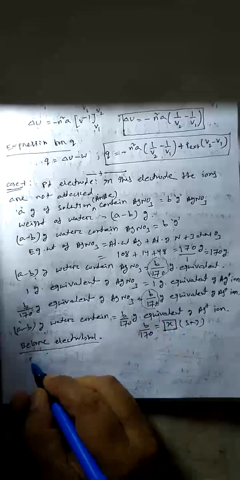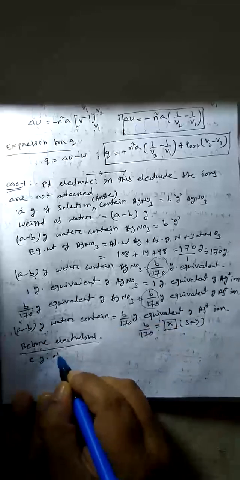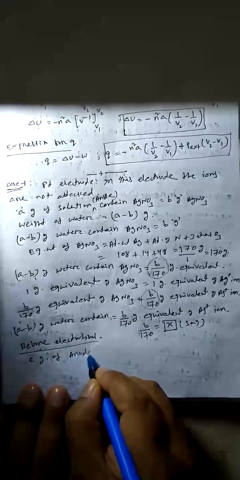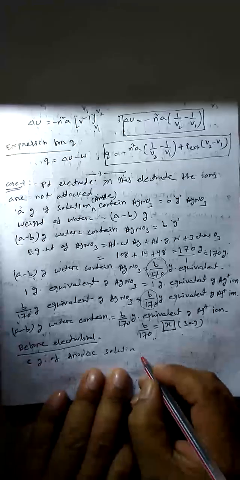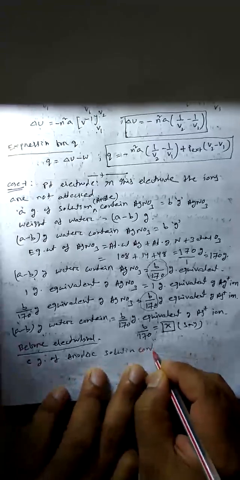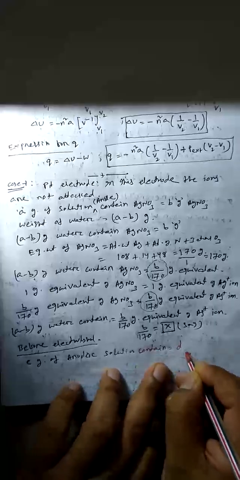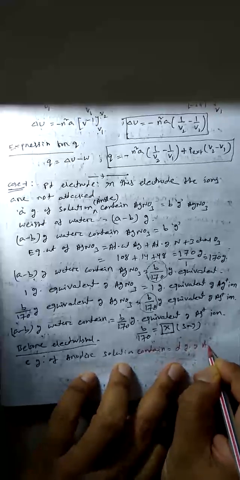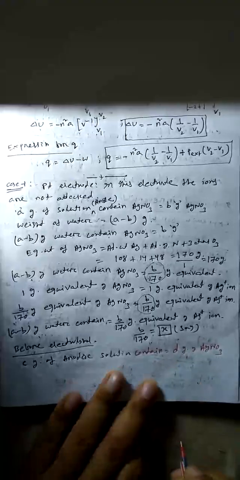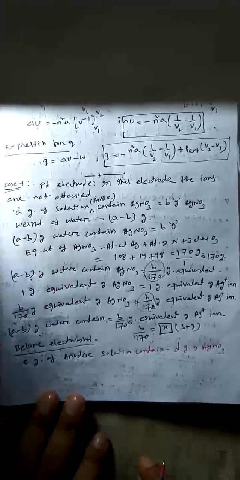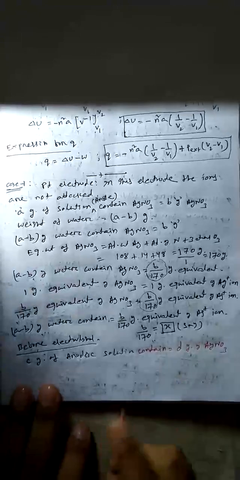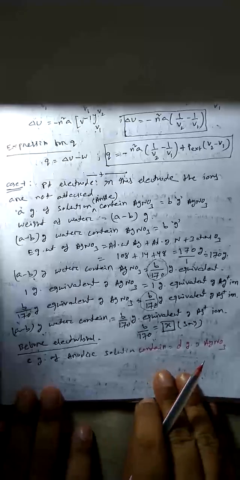Let C gram of anodic solution contain D gram of silver nitrate. Is it visible or not? Visible, yes. C gram of anodic solution contains D gram of silver nitrate.